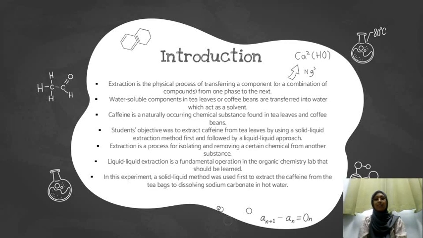The students' objective was to extract caffeine from tea leaf by using a solid-liquid extraction method first, followed by a liquid-liquid approach. Extraction is a process for isolating and removing a certain chemical from another substance. Liquid-liquid extraction is a fundamental operation in the organic chemistry lab that should be learned. In this experiment, a solid-liquid method was used first to extract the caffeine from the tea bags, dissolving sodium carbonate in the hot water.